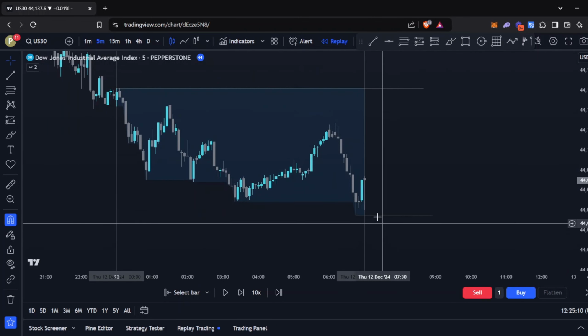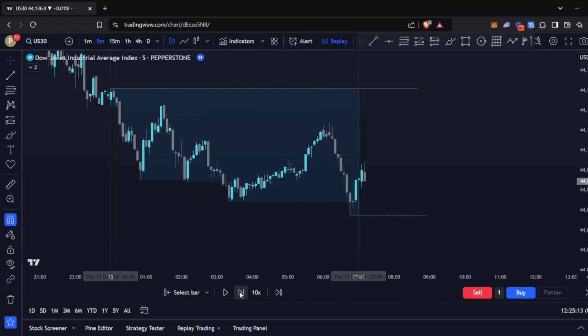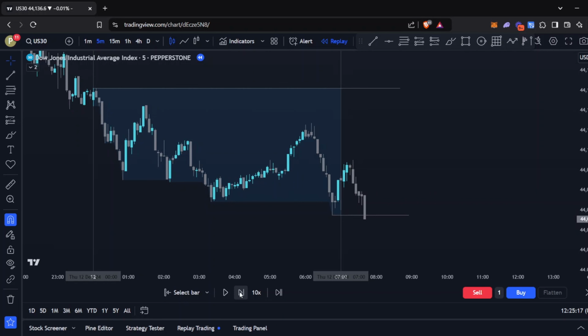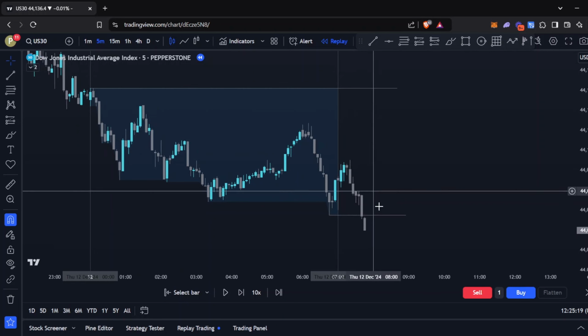So now we've identified our high and our low. Once we've done that, we're now simply going to sit on our hands and wait for price to sweep either the high or the low. So up until now, we're not doing anything whatsoever. And now, as we can see right there, we have now swept the low.